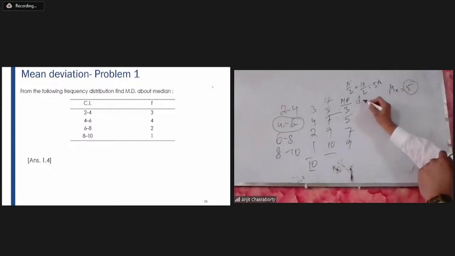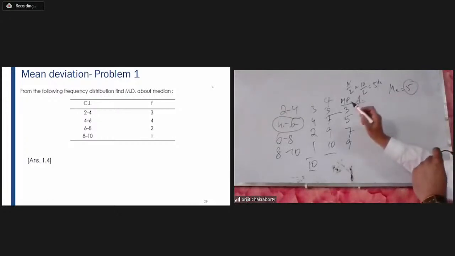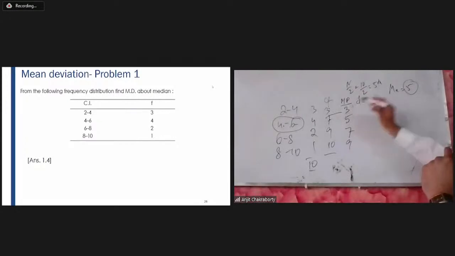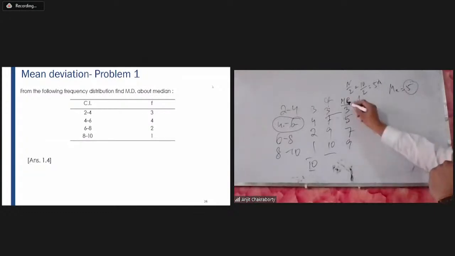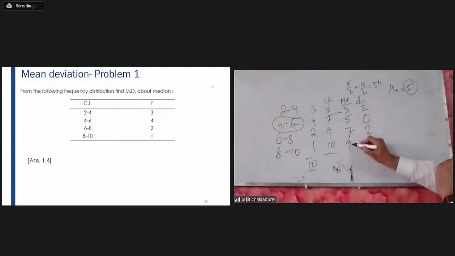So the deviation, D, is equal to how much? Midpoint is 3, median is 5, so the deviation is 2. Midpoint is 5, median is 5, deviation 0. Midpoint is 7, median 5, so it is 2. And 9 is the midpoint, median is 5, so it is 2. So we have got the deviations also.